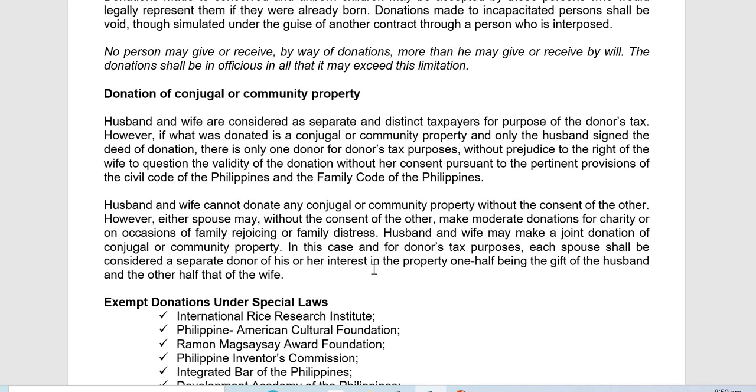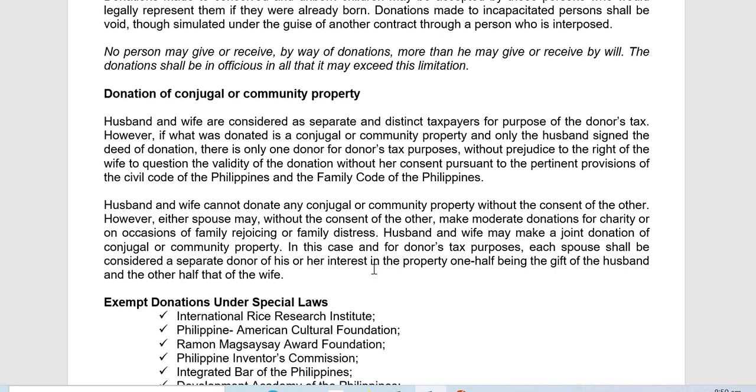Husband and wife are considered separate and distinct taxpayers for the purpose of donor's tax. So, if they donate conjugal property or community property or common property, it is divided into two, and each half is subject to donor's tax for the spouses. They are considered distinct taxpayers for the purpose of donor's tax, so the wife pays donor's tax, and the husband also pays donor's tax.